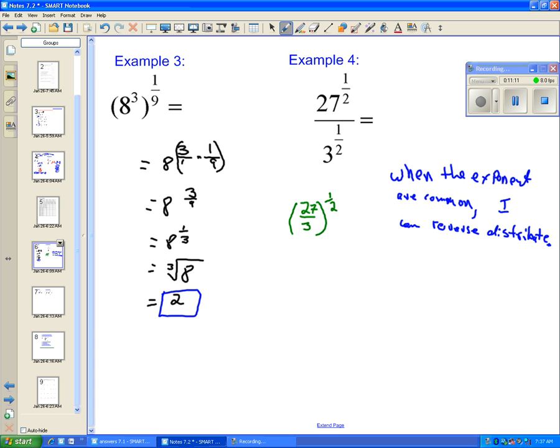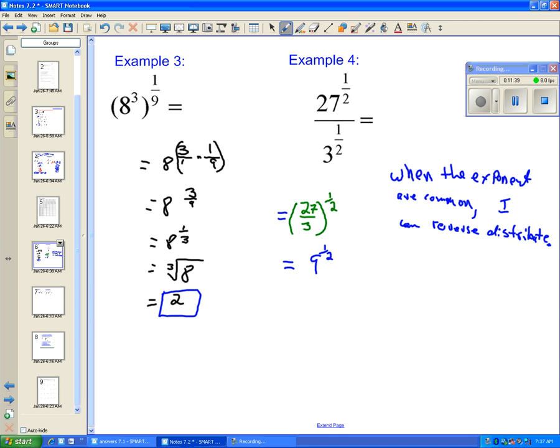And I can say that 27 to the 1/2 divided by 3 to the 1/2 is 27 divided by 3 to the 1/2, because at any time I can distribute this 1/2 to the 27, this 1/2 to the 3. This is identical, equal to this step up here. But look what I can do with this. 27 divided by 3, oh, that's 9.